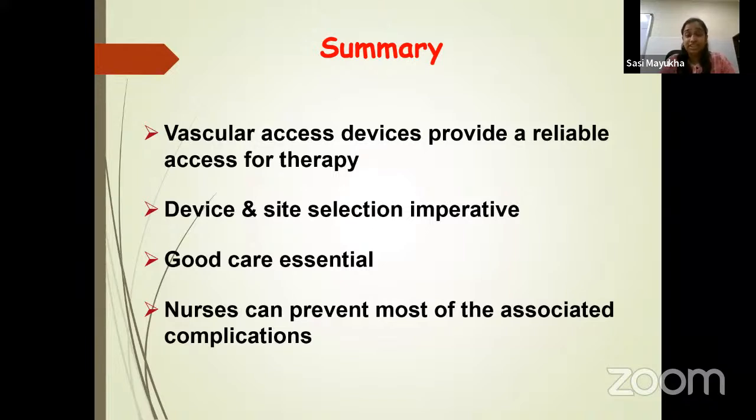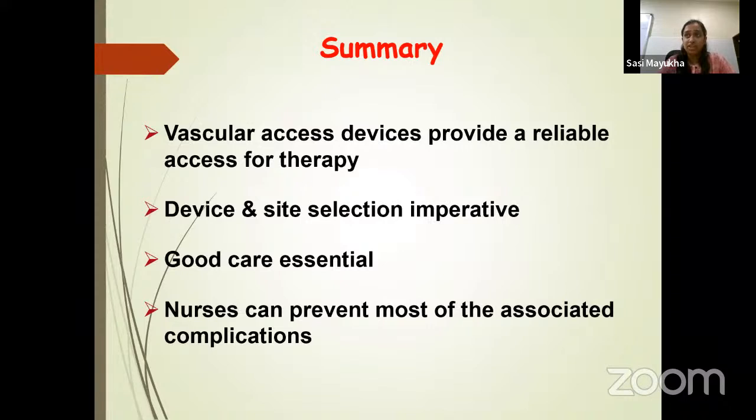I forgot to tell you about the catheter sizes. Usually the central line catheters which we use are 7 French catheters. And for the dialysis line catheters, the right-sided IJV catheters are 13 French and the left-sided IJV catheters are 16 French. So device, site and size are very important.